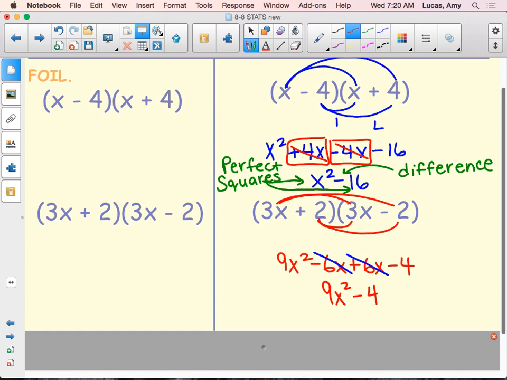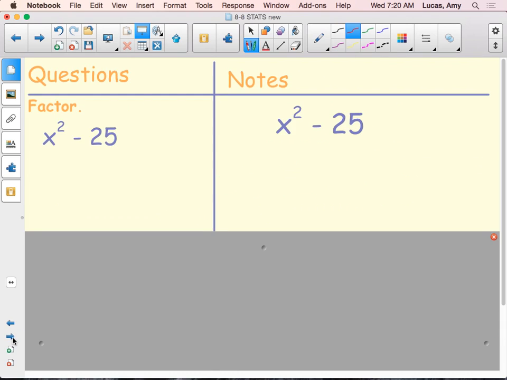So 9x squared is a perfect square. It's 3x times 3x. 4 is also a perfect square, 2 times 2, and it's a difference of squares because they're subtracted. If the sign between them was a plus, it would not be a difference of squares. You would not be able to factor it in this way. So this pattern only works when they're both perfect squares with subtraction.